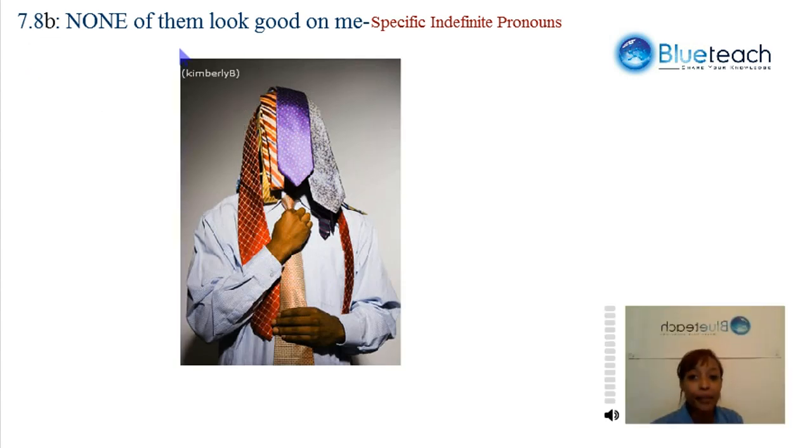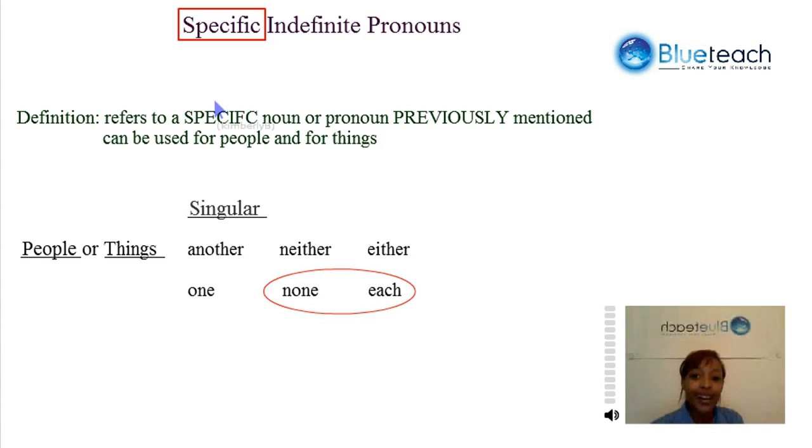None of them look good on me. And we will continue to look at specific indefinite pronouns. And we're looking specifically at none and each.